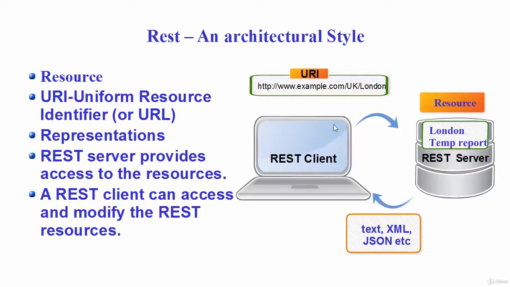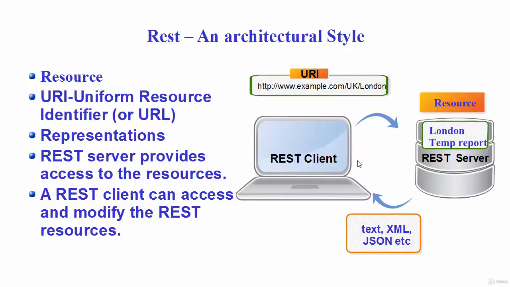Now how is this resource identified? Resources are identified by a global ID which is typically called a URI, which stands for Uniform Resource Identifier, and in some cases it's called URL, which stands for Uniform Resource Locator. So you can consider this URI as an address of the resource. For example, we want to access the temperature of the city London. Now this request can be sent from a client in the form of a URI. You can see here, for example, first of all this resource is under the country name UK, and then the resource name London.